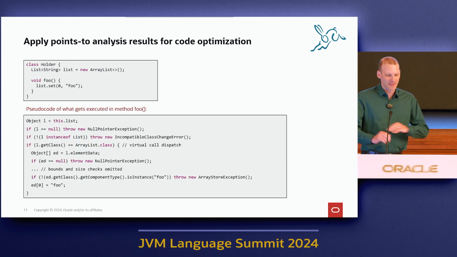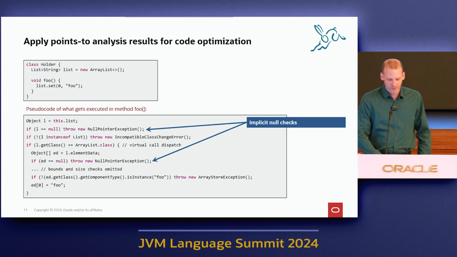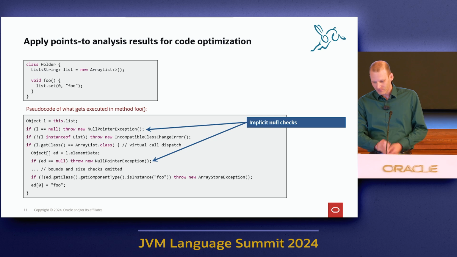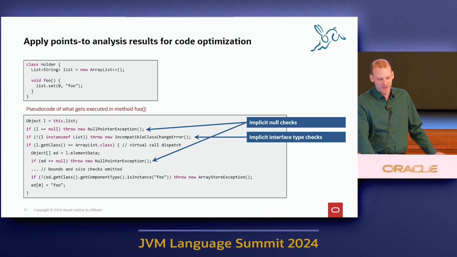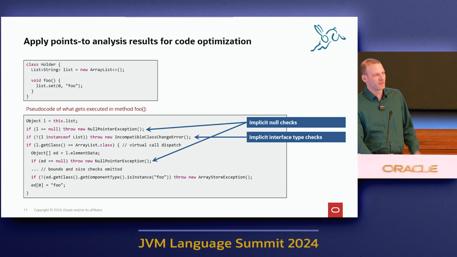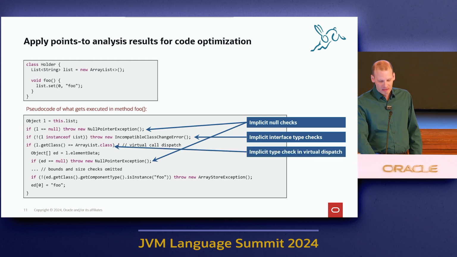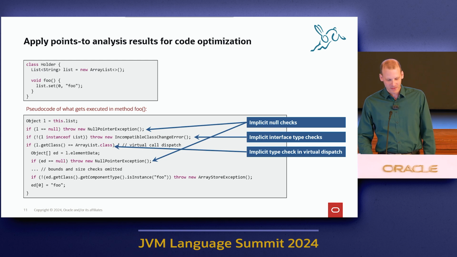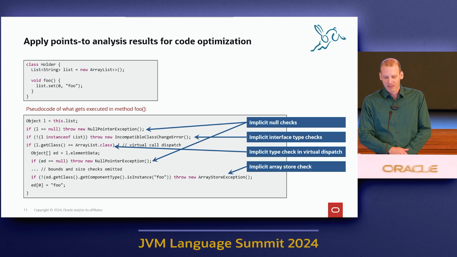When you look at what really gets executed here, you have a couple of implicit null checks. You have the implicit interface type check, because my field list has an interface type. So before we invoke the set method, we need to check that this list is really an interface. Then you have the implicit type check for the virtual dispatch of the set method. And then you also have the implicit array store check for the array list set method.